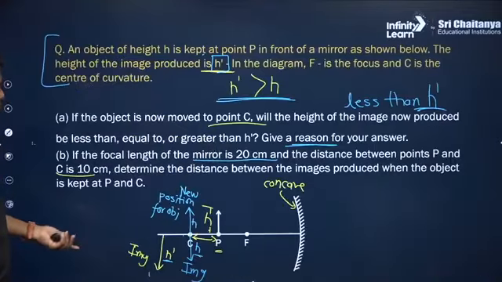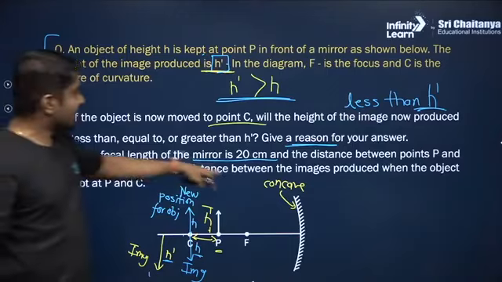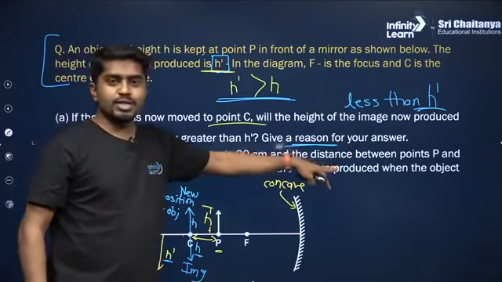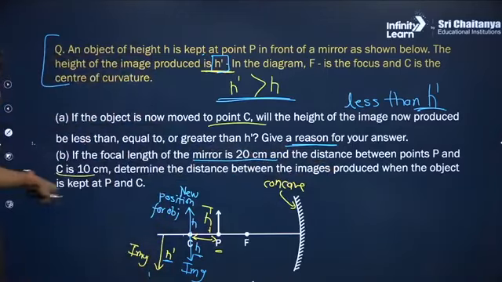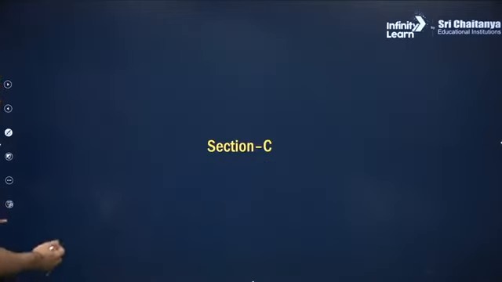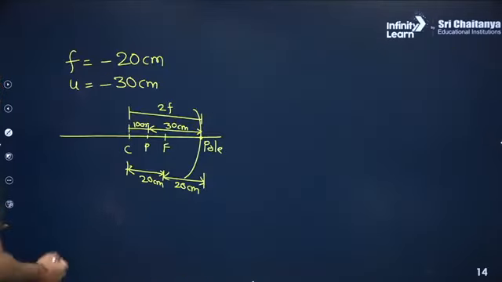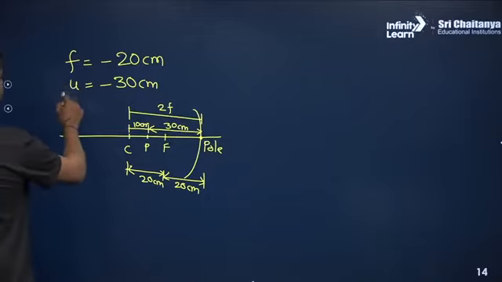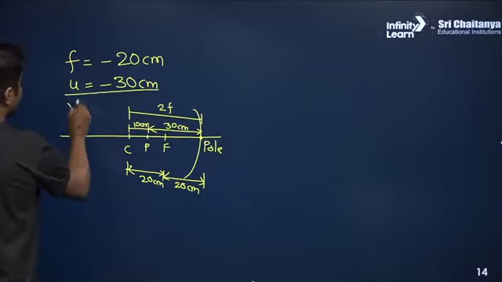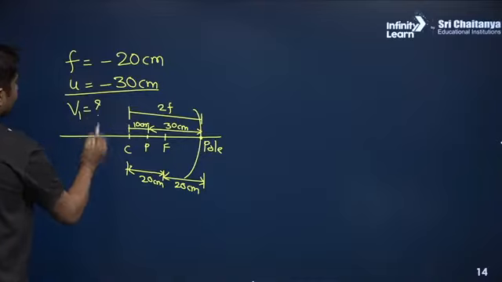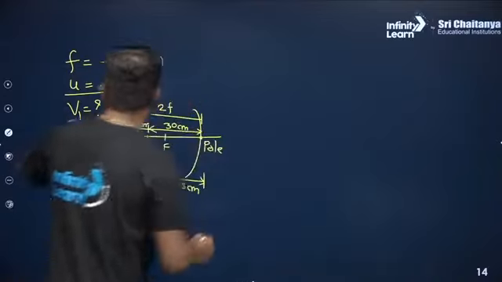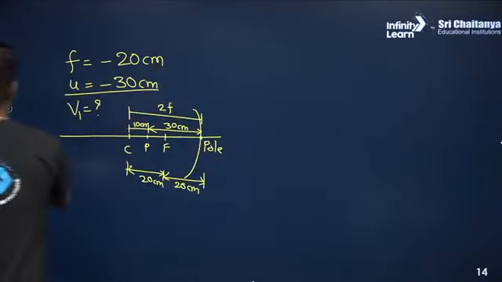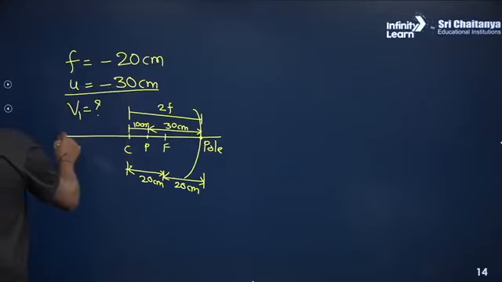Determine the distance between the images produced when the object is kept at P and C. Distance between images produced. Okay, so if you keep the U as 30, find V. That would be, let's say, V1. And so I can remove this, right? Okay, let's erase that.